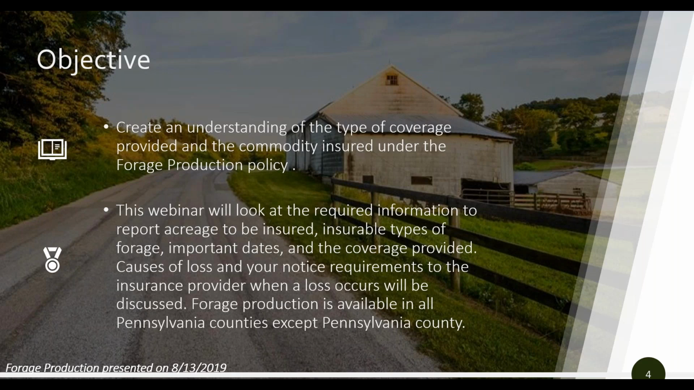This webinar will look at the required information to report your acreage to be insured, the insurable types of forage, the important dates that you'll need to follow to make sure that your reporting is timely submitted to your agent, and what the coverage is. We'll cover a little bit on the causes of loss and what your notice requirements are when a loss occurs. And forage production is available in all Pennsylvania counties except for Pennsylvania County.